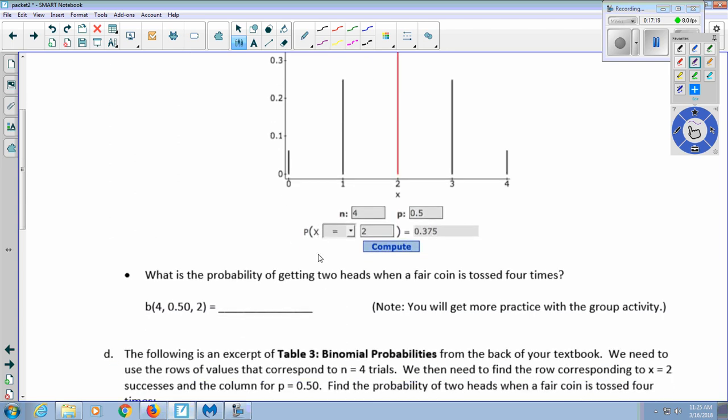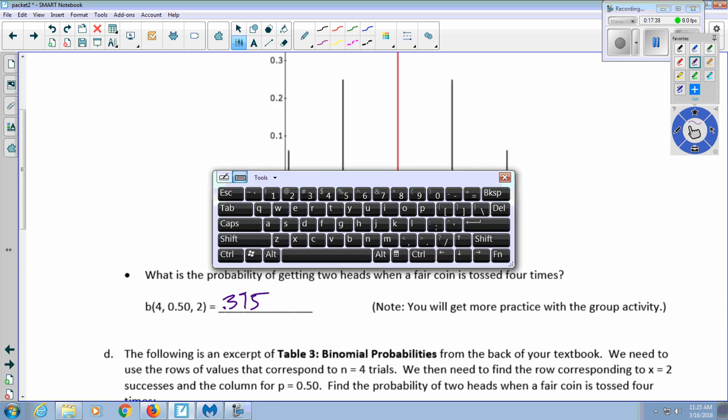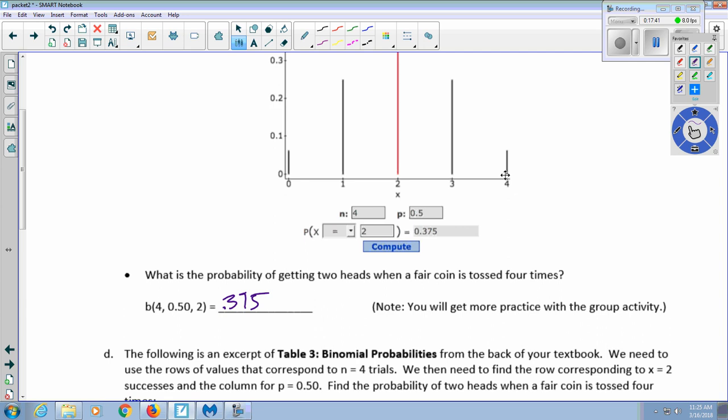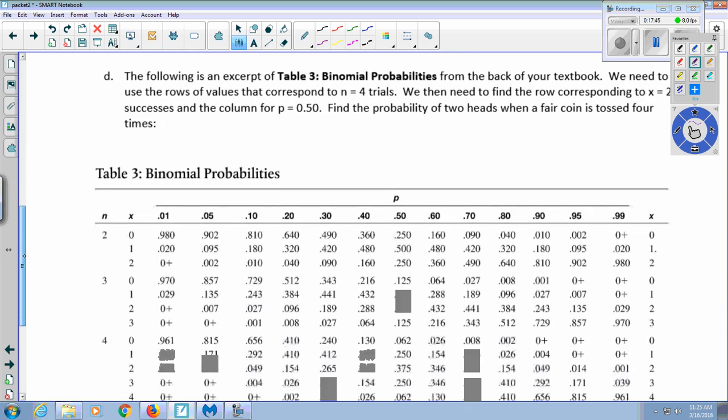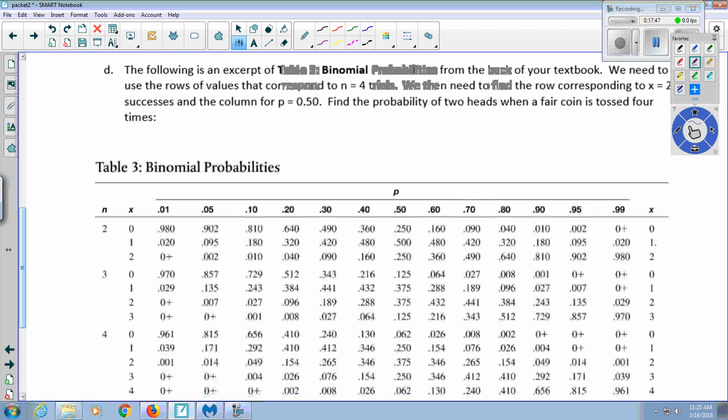So you can use that on your homework, but also remember that you should practice using the tables, which we're about to get to, because on the test, you won't have StatCrunch. So it's a very useful tool, but you'll need to also be able to use the tables. So that's our next method.